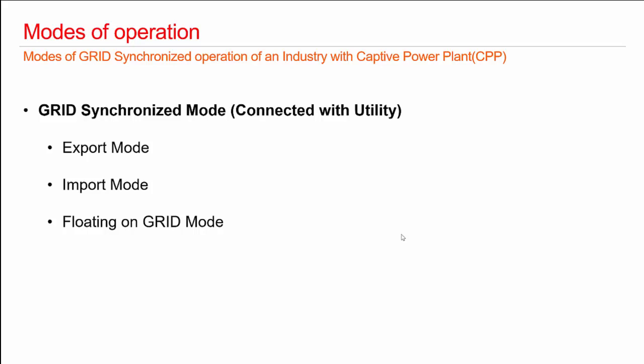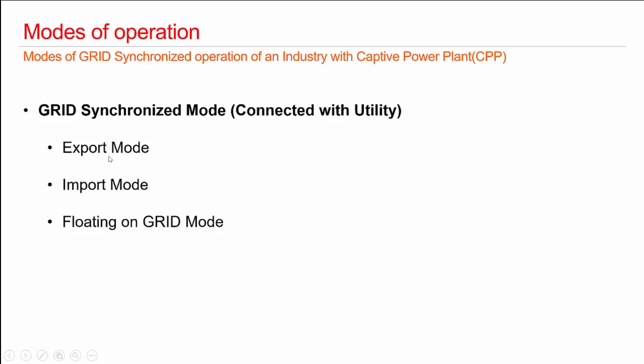When an industry is connected with the grid, then it can have three modes of operations in a synchronized mode. On the other hand, there is also island mode where the grid is disconnected, which we are not going to discuss. Generally it is recommended and it is a best practice to be connected with the grid on synchronized mode in order for the plant and the industry to have stability in case of any load fluctuations. Now in grid synchronized mode there are three operations: export mode, import mode and floating on grid mode.